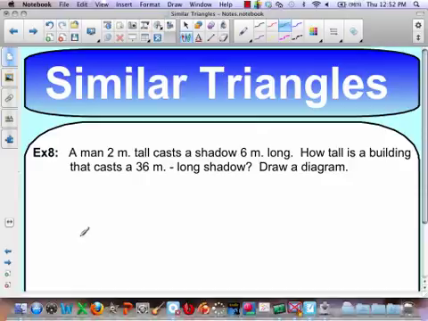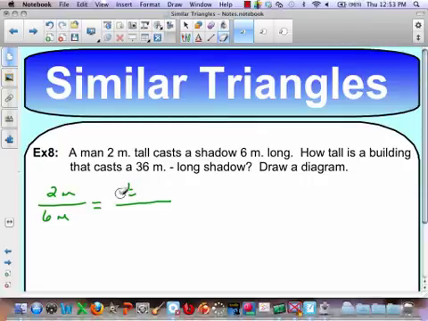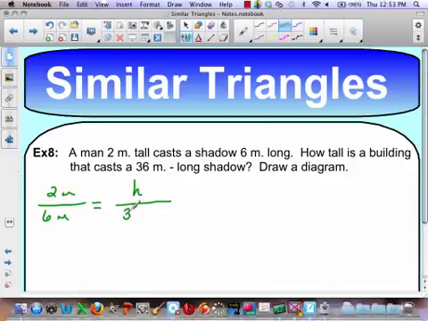Okay, so we have a man that is 2 meters tall, and he casts a shadow that is 6 meters long. And then we want to know how tall our building is. Call that T, or you can use H for height, over.